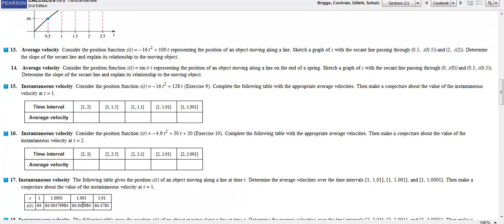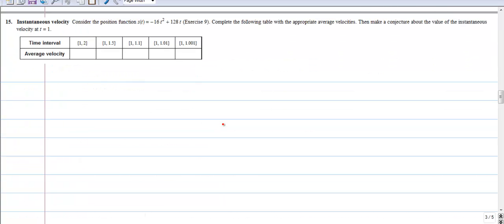So this is number 15. It says, consider the position function S of t equals negative 16t squared plus 128t. Complete the following table with average velocities. Then make a conjecture about the value of the instantaneous velocity. So here's one way that you can manipulate this problem to make it a little bit easier, letting your calculator do the bulk of the work for you.